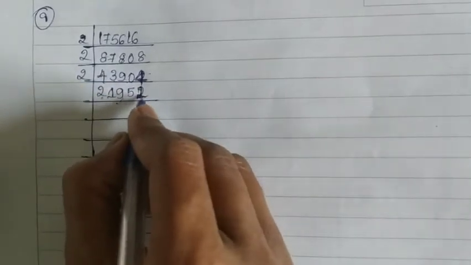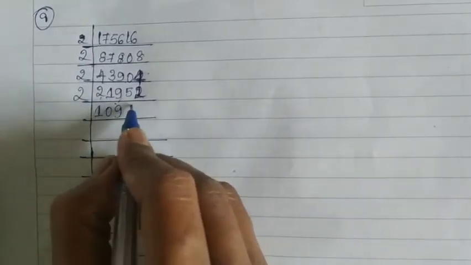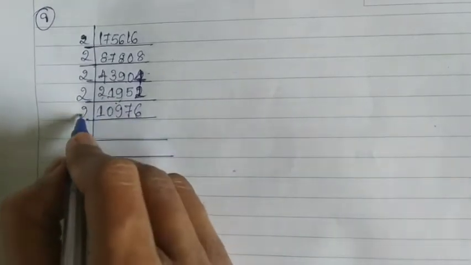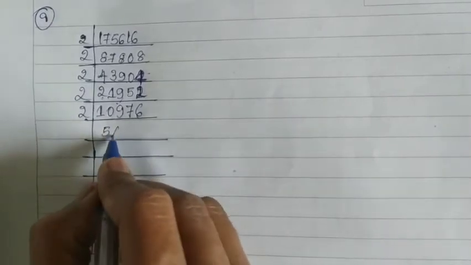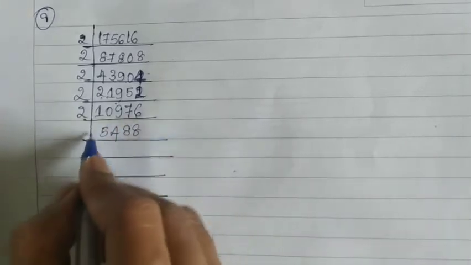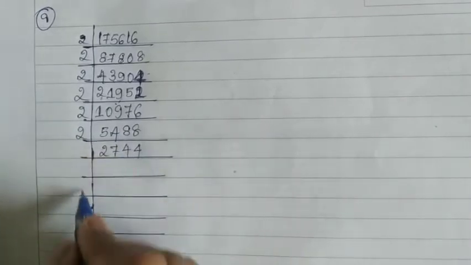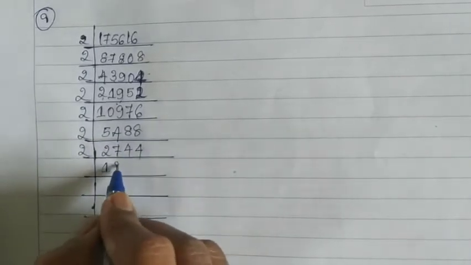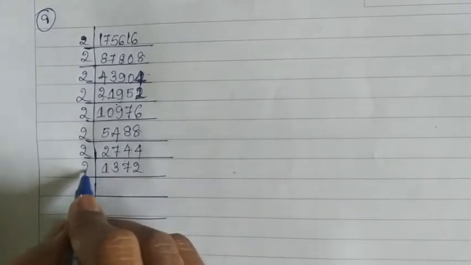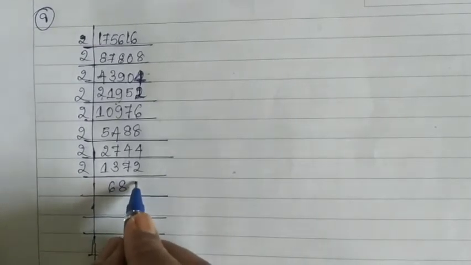Now 2 2s are 4. From 2 now, 2 1s are 2, 0 here, 2 9s are 18, 2 7s are 14, 2 6s are 12. From 2 now, 2 5s are 10, 2 4s are 8, 2 8s are 16, 2 8s are 16. From 2, 2 2s are 4, 2 7s are 14, 2 4s are 8, 2 4s are 8. Now from 2, 2 1s are 2, 2 3s are 6, 2 7s are 14, 2 2s are 4. From 2, 2 6s are 12, 2 8s are 16, 2 6s are 12.